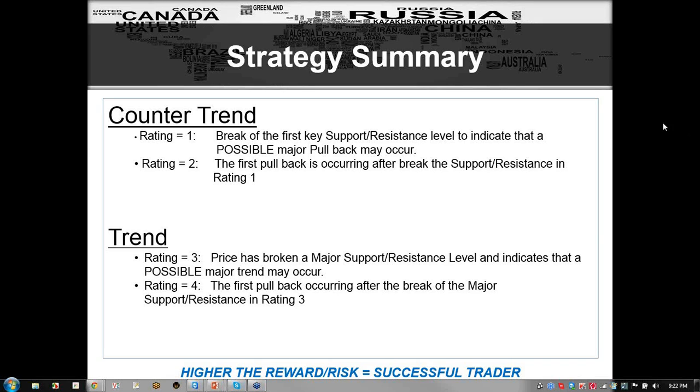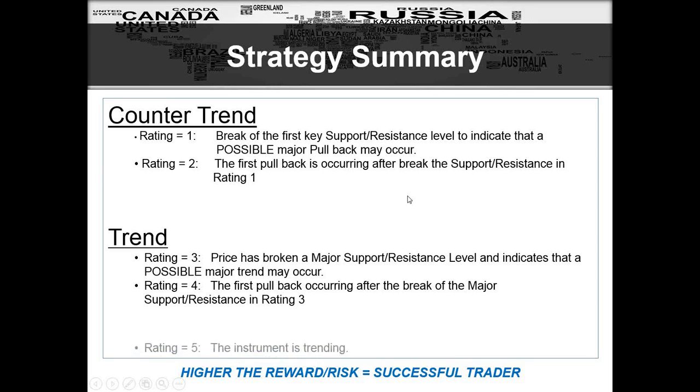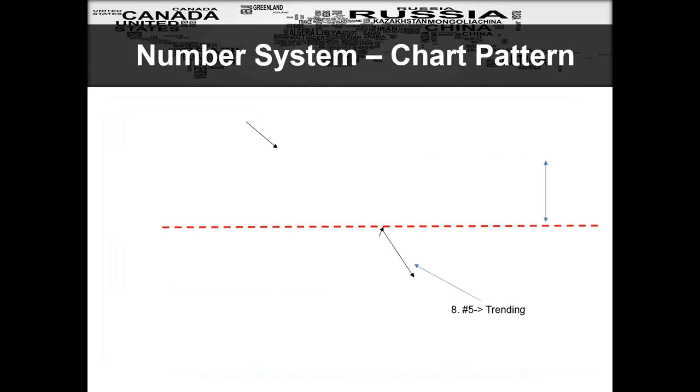Don't worry, Bob, I'm about to show you a chart. Just like everyone else, when I look at words, I kind of get confused. I'm more of a visual person. So here comes the visual. Oh, I forgot the last rating. Rating number 5 is where the instrument is already trending. If you're trying to enter a rating number 5, that means you understand that it's already trending and you're trying to play between the support and resistance.